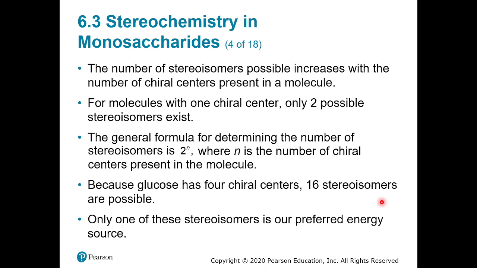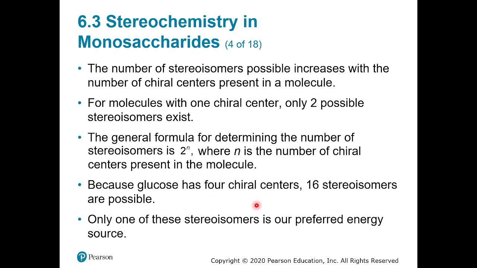Molecules with one chiral center, there's only going to be two possible stereoisomers that exist. The general formula for the stereoisomers is always going to be 2, because there are 2 possibilities for each position, to the power N, where N is the number of chiral centers. That would be the number of arrangements that you can have. Anybody that does anything with computers or has done some stats work will recognize this formula because that's the binary formula. Okay? Because there are only 2 options, which makes it binary.